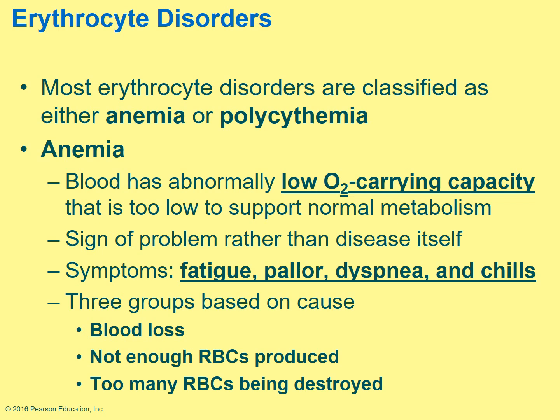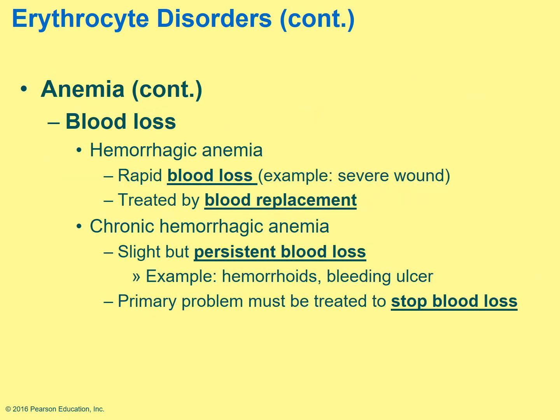There are different causes for anemia. It could be due to blood loss, there's not enough red blood cells being produced, or too many destroyed. So if it's due to blood loss, this could be hemorrhagic anemia. It's rapid blood loss. Maybe you've had a severe wound. You need to replace that blood loss.